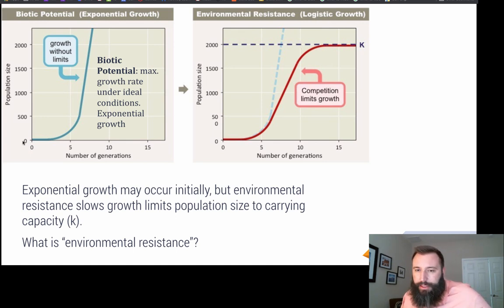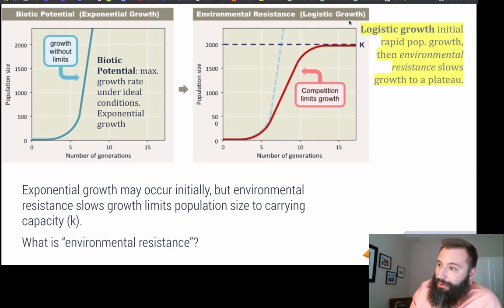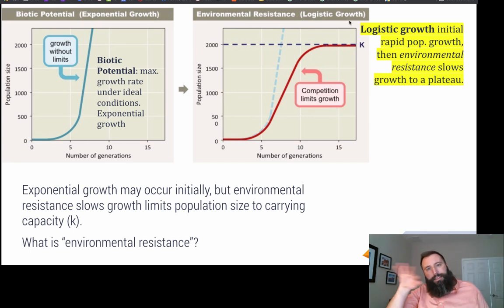So you see that this J-curve here just skyrockets in exponential growth. Well, in reality, we'll see something called logistic growth. This logistic growth model here shows initial rapid exponential population growth, right? But then environmental resistance will slow down that growth so that it's at a plateau, right? Competition is one of those ways that we can decrease it too. Exponential growth may occur initially, but environmental resistance slows the growth and limits population size to carrying capacity.